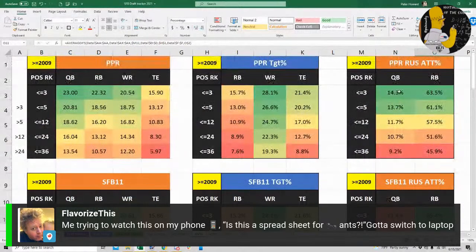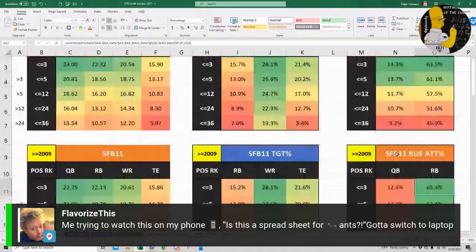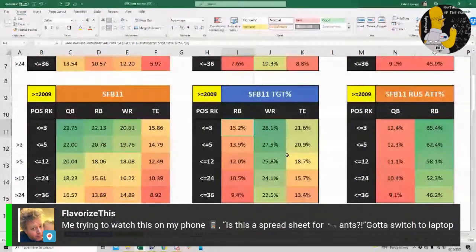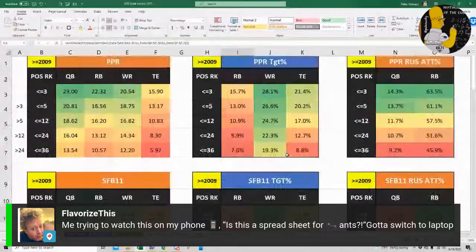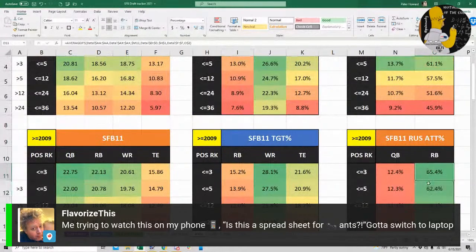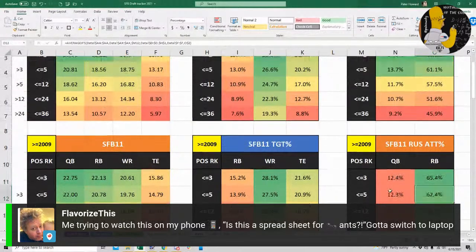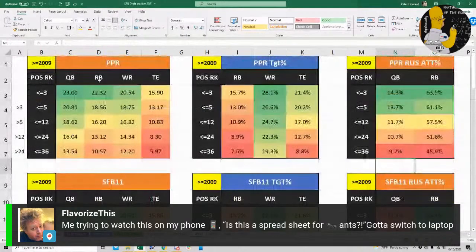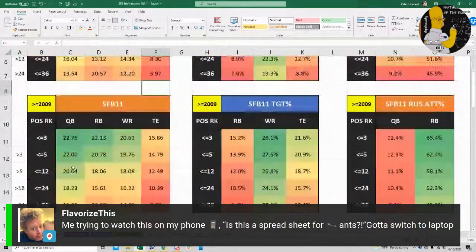They have a slightly higher rushing percent average, 63 to 50, 65 in the top 3. Slightly lower target share, 15.7 to 15.2. But pass catching is still viable. More dominant rushers are more likely to be in the top 3 or top 5 with Scott Fishbowl scoring. I thought that was an interesting comparison at the time.